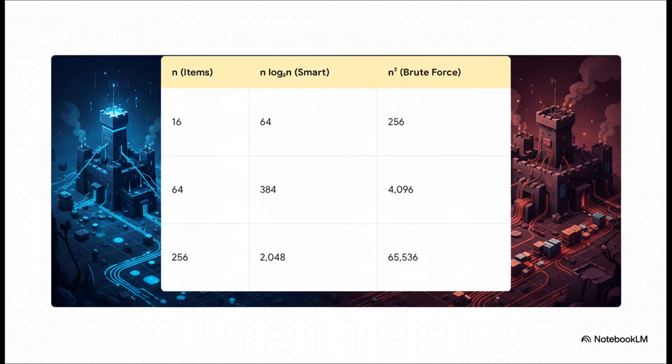As our number of items, n, gets bigger, look at what happens. The brute force method, n squared, just explodes. The work grows exponentially. But our smart divide and conquer approach, what we call n log n, grows so much more slowly. One method becomes impossible, while the other stays totally efficient.